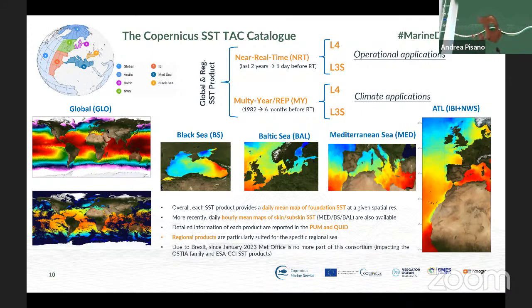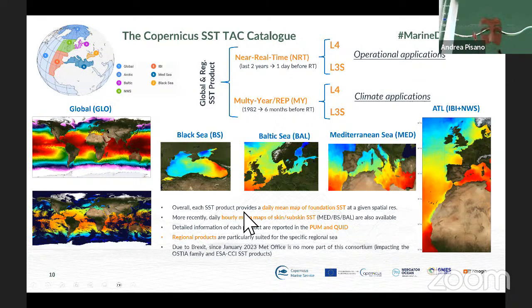The Copernicus SST catalog. So, this catalog offers global and regional SST products. Each product, either global or regional, is provided as near real time and multi-year. Near real time means that SST data cover the last 2 years up to 1 day before real time, while multi-year covers the period from 1982 up to 6 months before real time. Near real time and multi-year are provided as level 4 and level 3S data. The main difference between near real time and multi-year is that near real time is mainly targeted for operational applications, while multi-year is for climate applications.